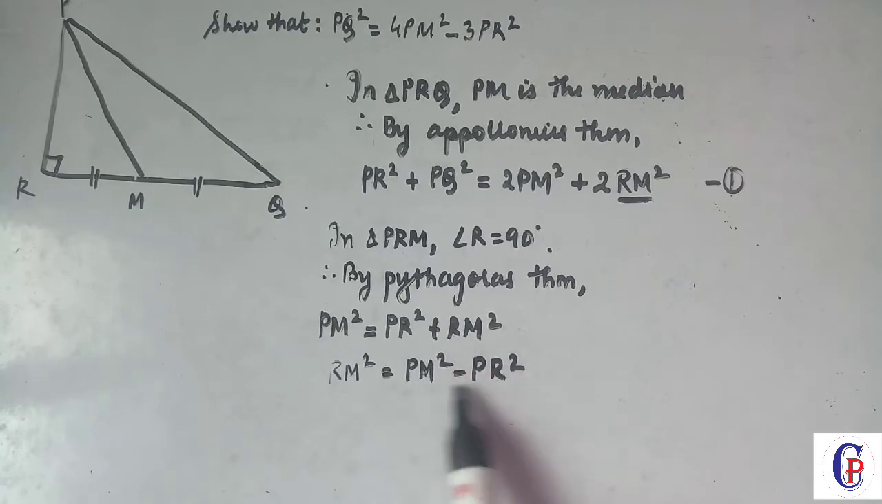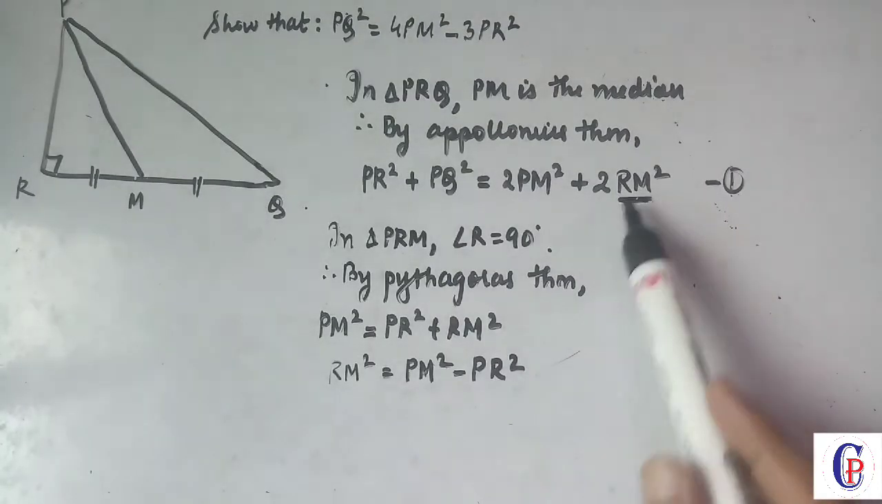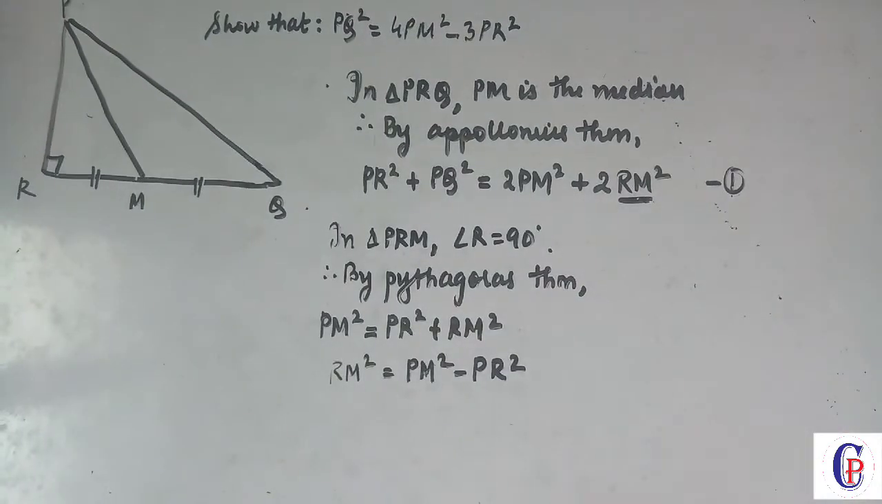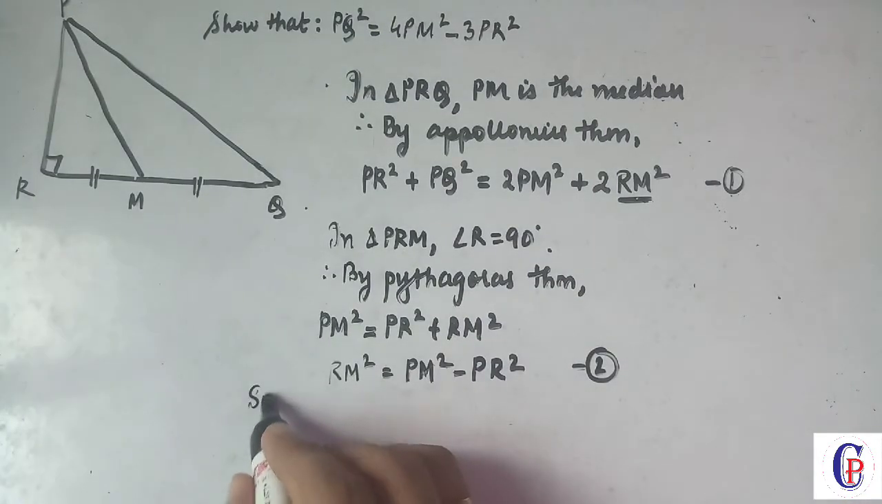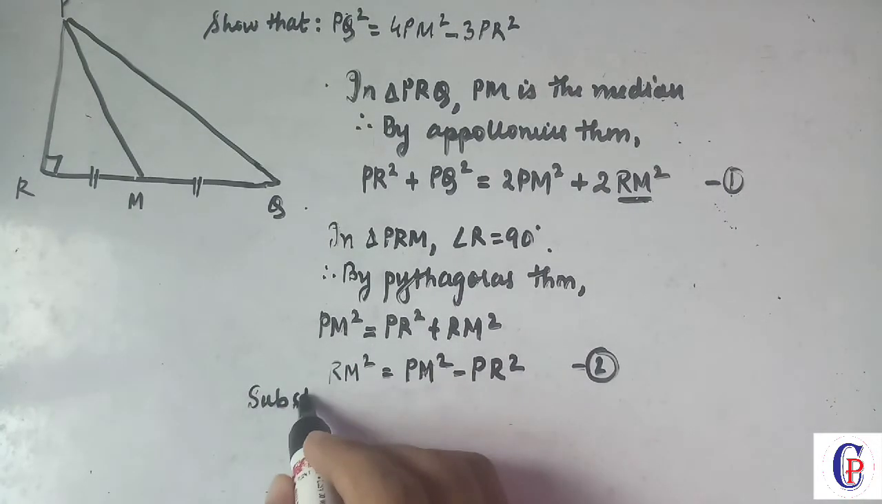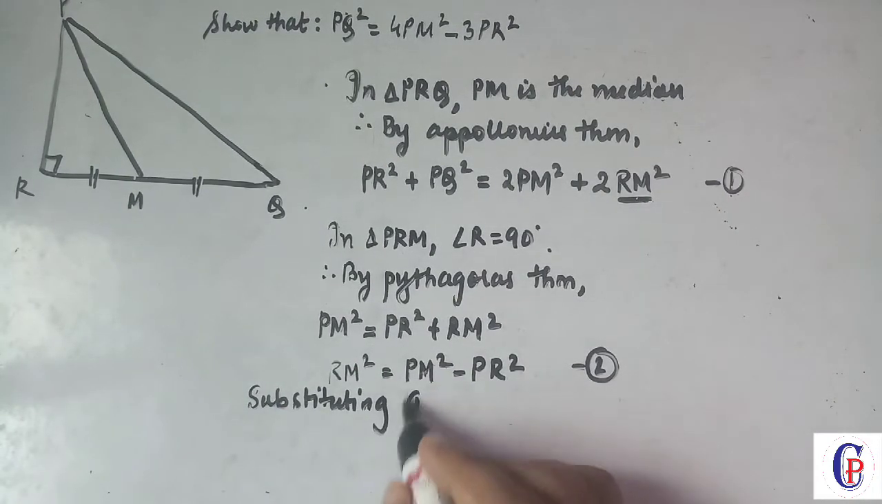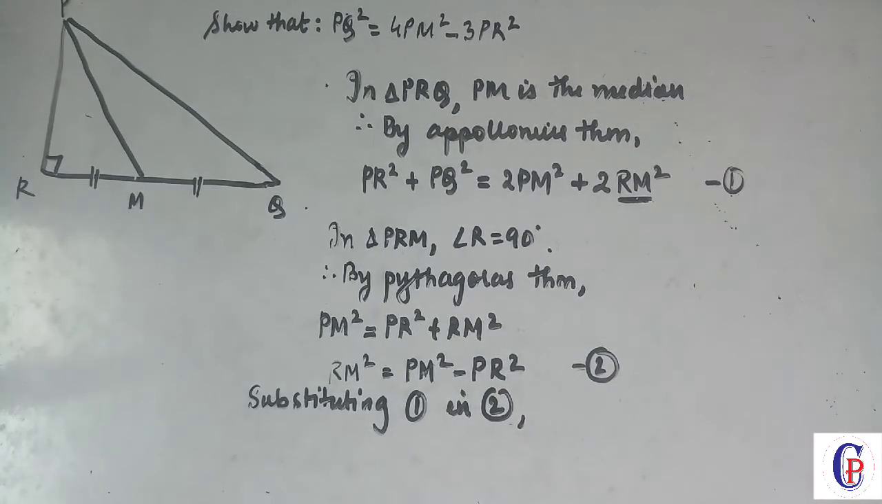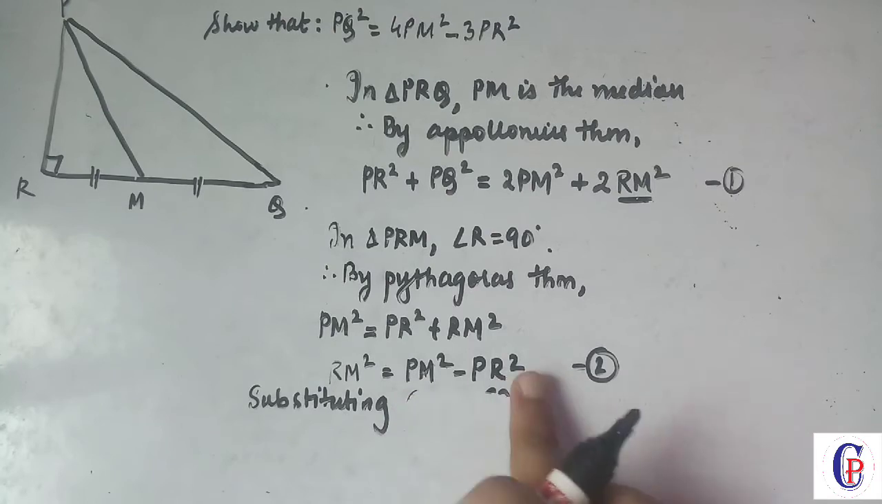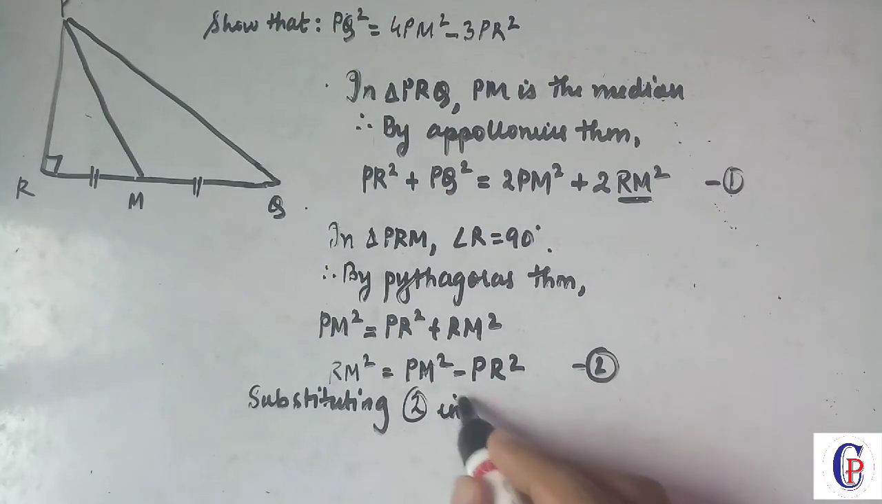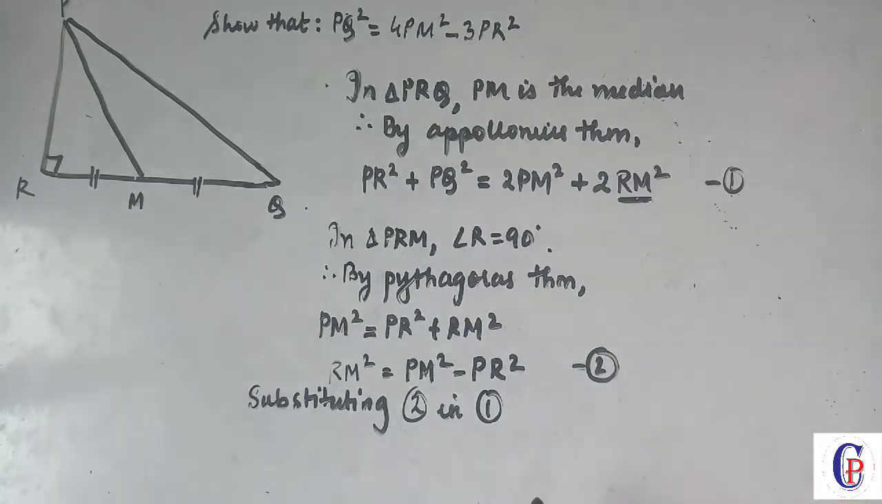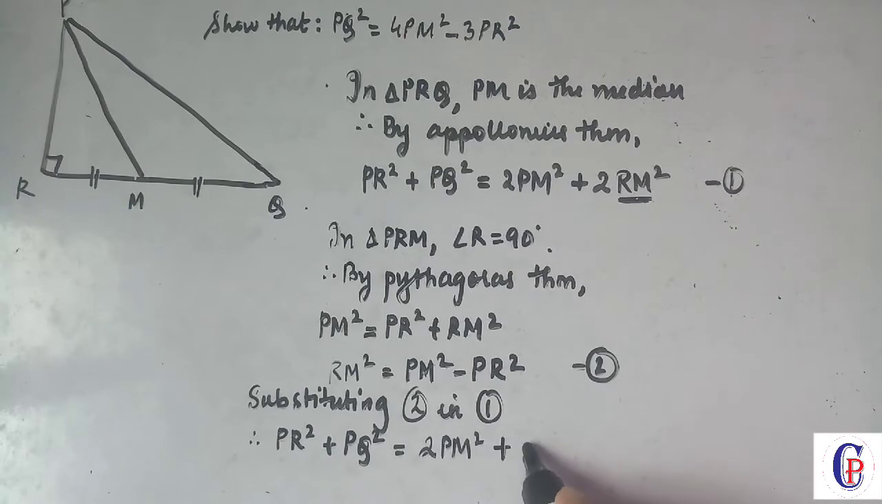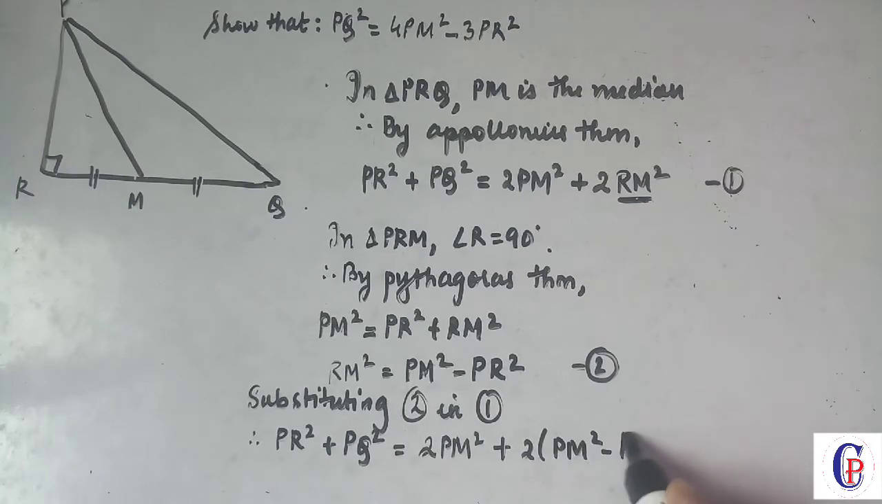So we have to substitute this in place of RM. So we will write here, substituting 2 in 1. Sorry, I had written it reverse. This result we will substitute in 1. So therefore PR square plus PQ square is equal to twice PM square, up to here there was no problem, plus twice PM square minus PR square.